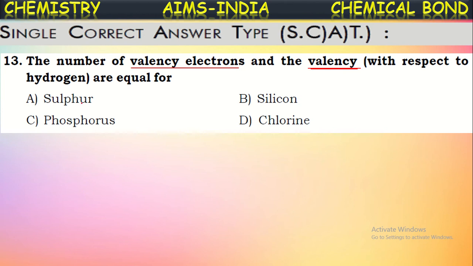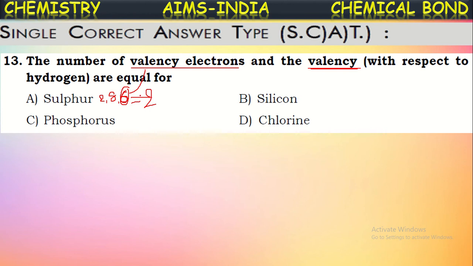Now if you see sulfur, its atomic number is 16, and if you write the configuration for this, we get it as 2, 8, 6. The number of electrons present in the outermost shell is 6, so valence electrons is 6, but its valency is 2 because it will be accepting 2 electrons in the bond formation, or it shares 2 pairs of electrons. So its valency is 2.